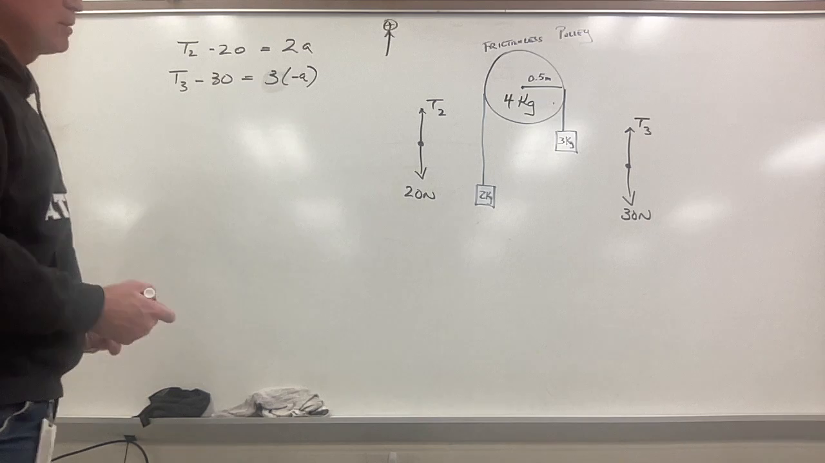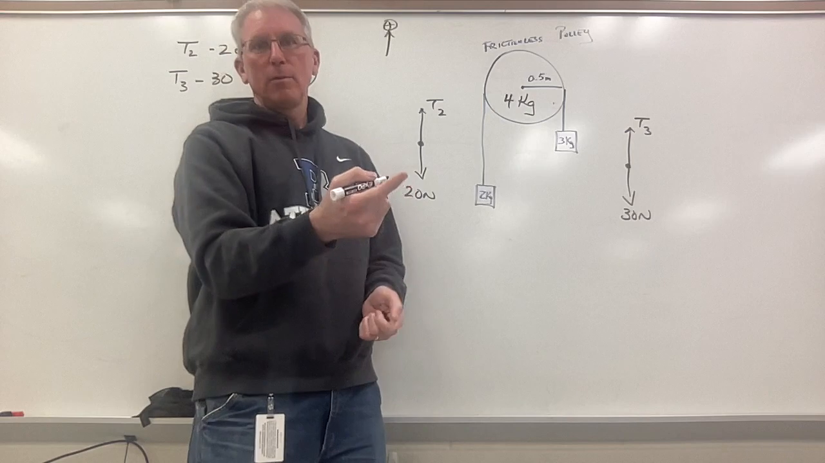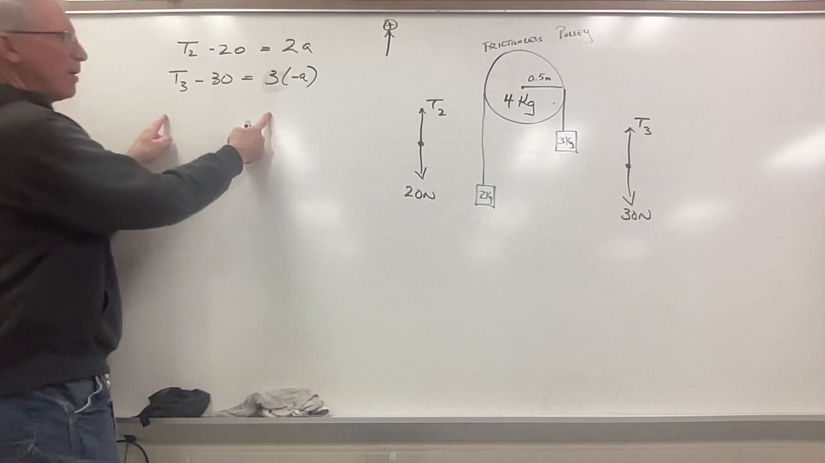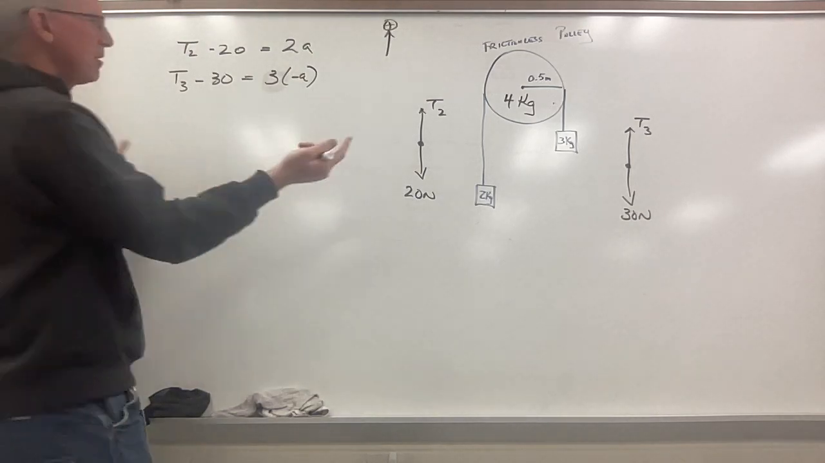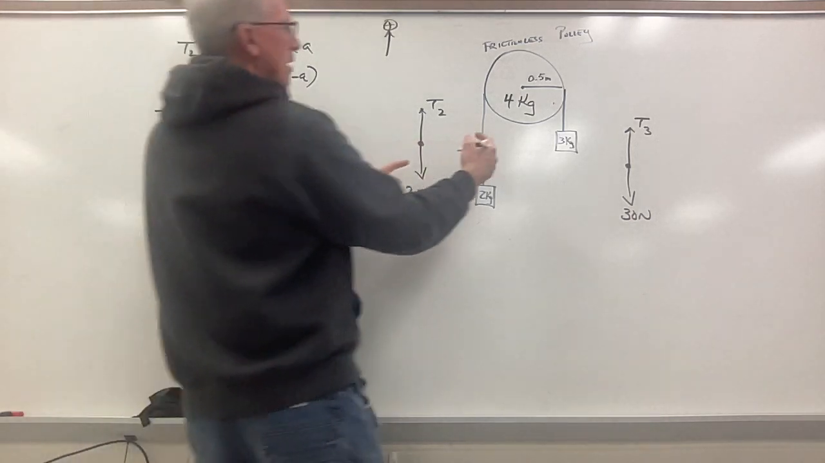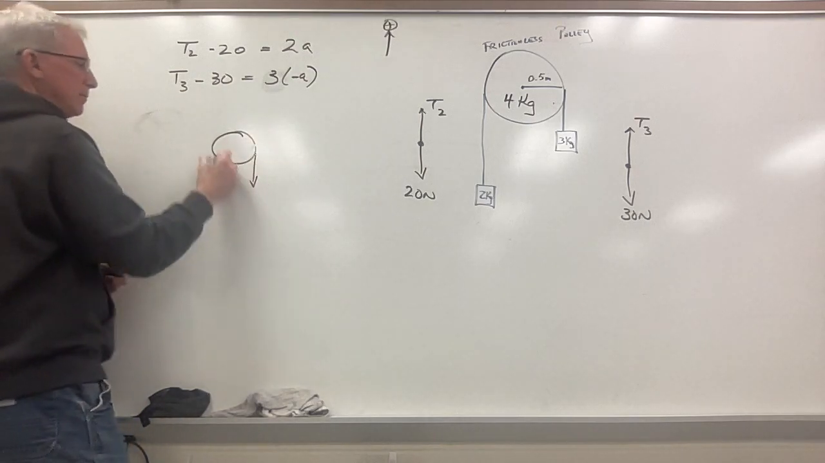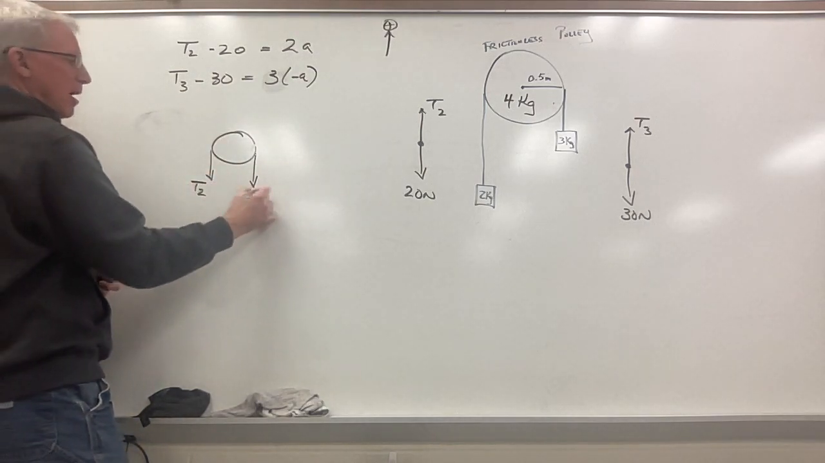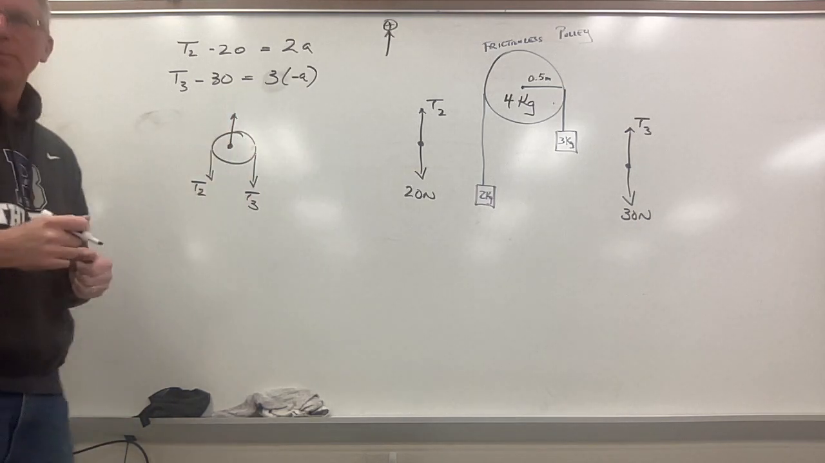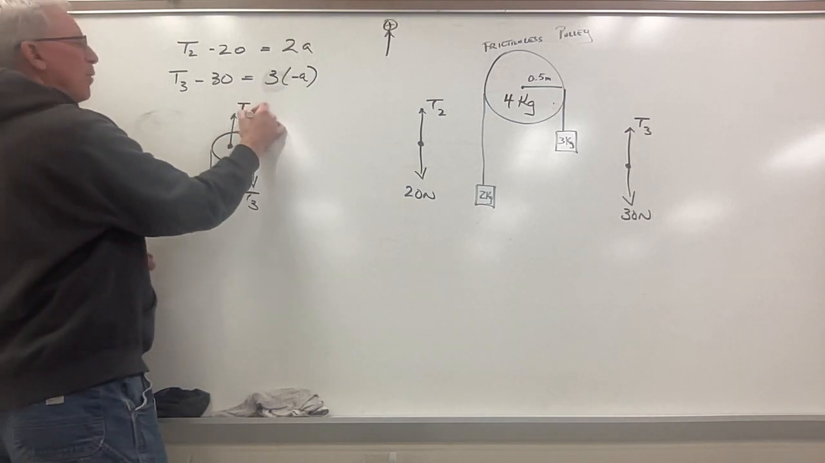So let's start talking about the pulley. The pulley has torques on it, right? The pulley is not going to move up and down like the masses are, and so I don't have a sum of the forces equation. I guess you could say I do. On the pulley itself, here's my pulley. I've got T2, I've got T3, and there must be something attached to the pulley that's holding it upward. So call it T of the support.